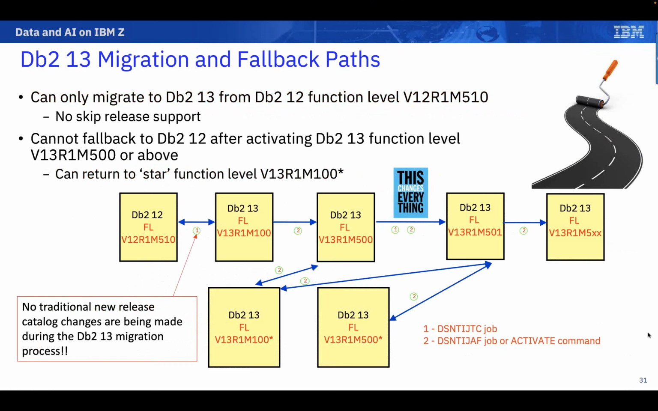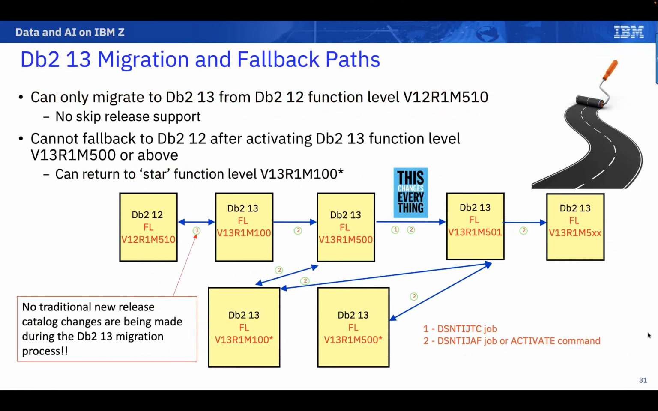So a real quick chart. This is the initial chart for version 13. Again, you can only get to 13 from V12R1M510. There's no skip release support. So the one customer or the couple customers that said that they were still at version 11, you can't go from 11 to 13. You cannot fall back to version 12 after you've activated V13R1M500 or above, and this is the same as it was in version 12.